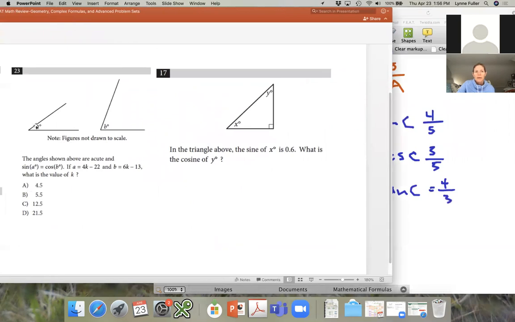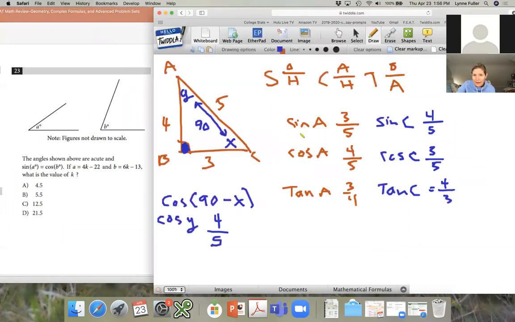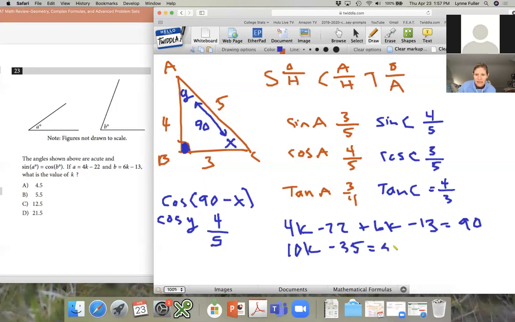Likewise, if they separate the angles here, like they did for A and B for number 23, those are two angles coming from the same triangle. Those angles have to add up to 90. There's no other way around it. So you can say 4k minus 22 plus 6k minus 13 must equal 90 because those are the two angles that are being pulled apart from that triangle. So then you can say 10k minus 35 equals 90, 10k equals 125, which means k must equal 12.5.